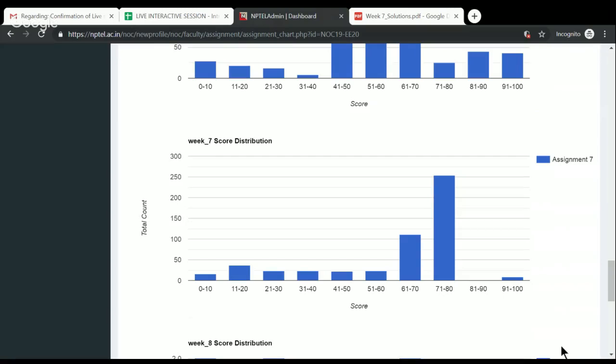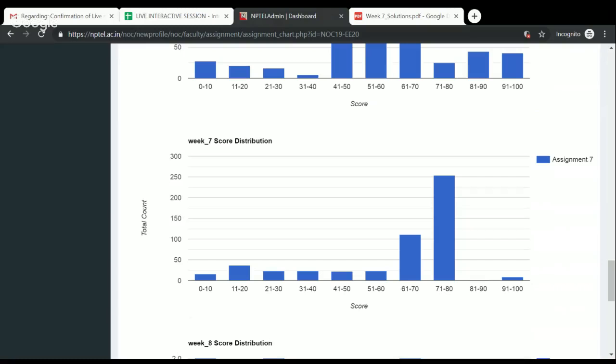You see a large proportion of people having gotten similar sort of scores, which may be, I'm not sure absolutely, but which may be representing students discussing with each other while doing this assignment. And I would say that is not a very healthy trend. So I'm going to give you one more chance.